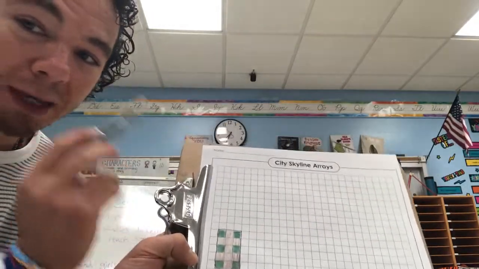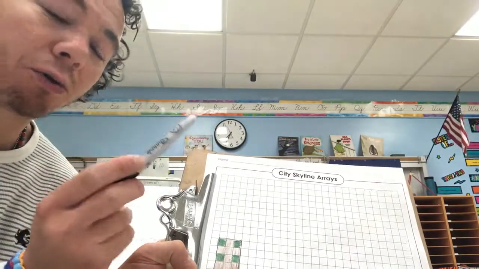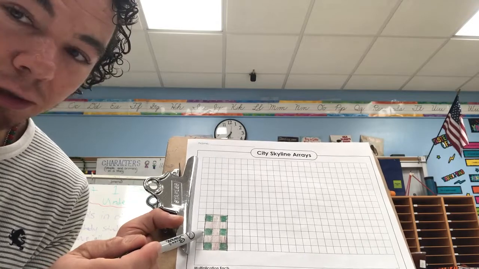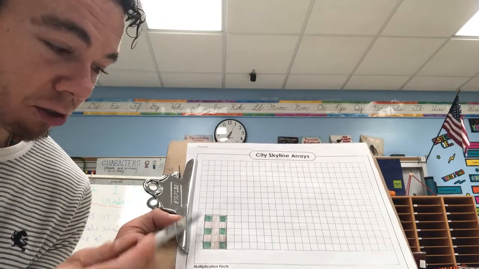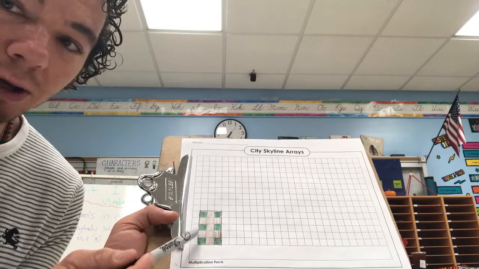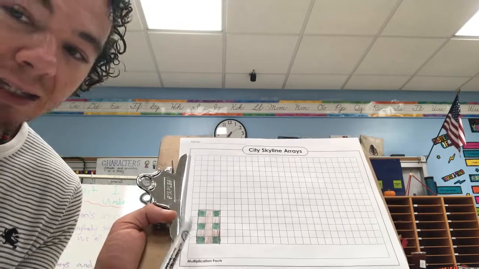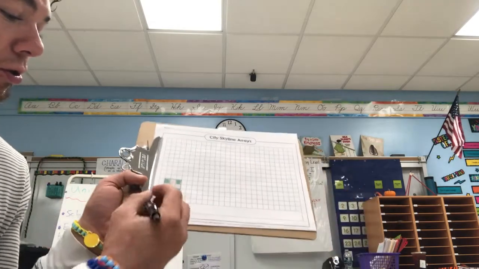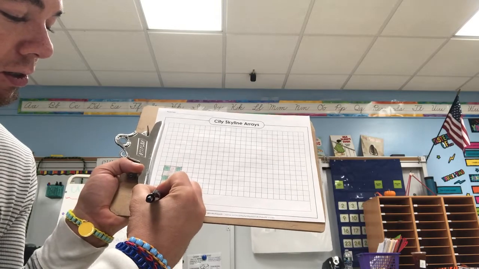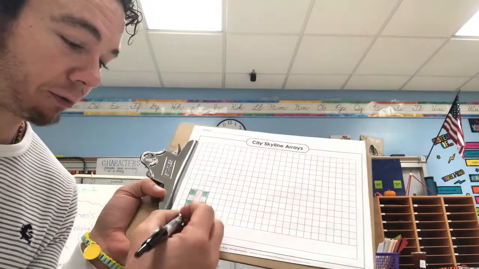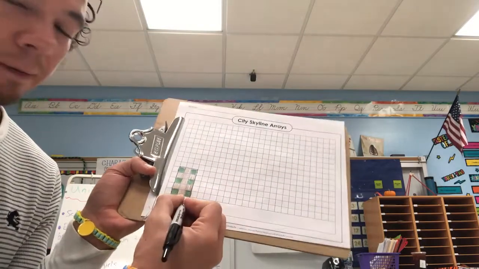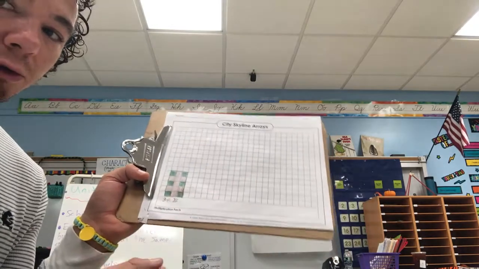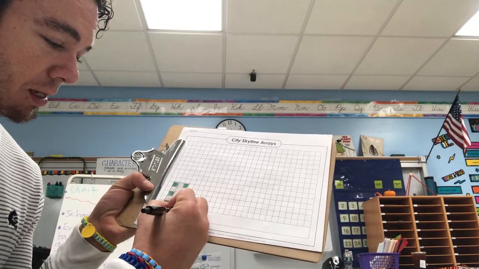So I'm going to be counting the rows of windows. 1, 2, 3. So the number of rows of windows is 3. The size of the rows of windows is 2. So 3, right, my first factor is always the number of rows, times 2, because that is the size of the group of windows, equals 6.